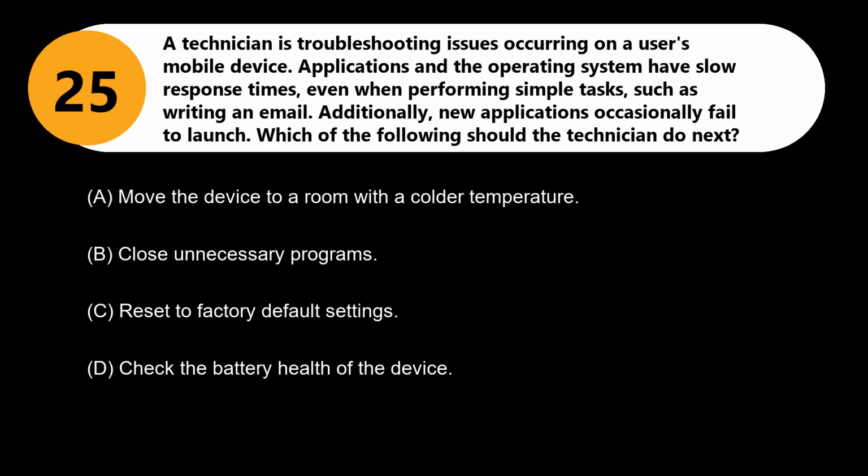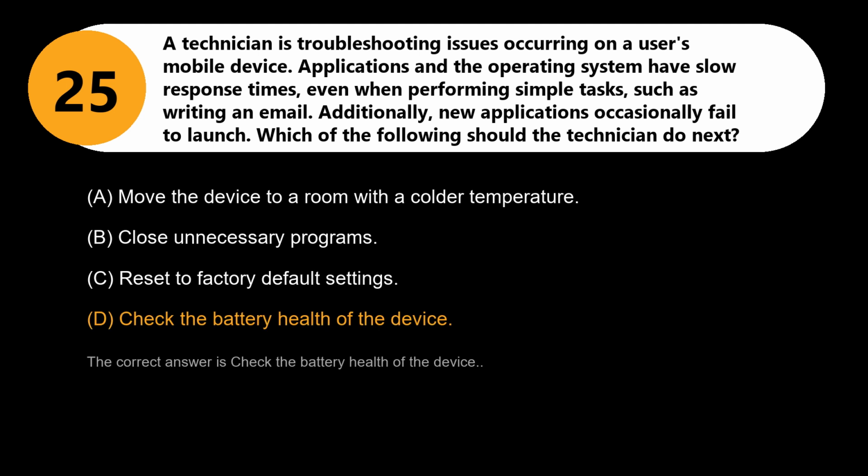Question 25. A technician is troubleshooting issues occurring on a user's mobile device. Applications and the operating system have slow response times, even when performing simple tasks, such as writing an email. Additionally, new applications occasionally fail to launch. Which of the following should the technician do next? Option A, move the device to a room with a colder temperature. Option B, close unnecessary programs. Option C, reset to factory default settings. Option D, check the battery health of the device. The correct answer is option D, check the battery health of the device.